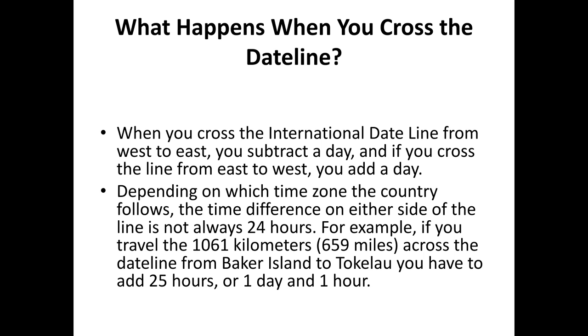Depending on which time zone the country follows, the time difference on either side of the line is not always 24 hours. For example, if you travel the 1061 kilometers across the dateline from Baker Island to Tokelau, Baker Island is in the USA, Tokelau in Hawaii. You have to add 25 hours, or 1 day and 1 hour, because the two locations mentioned above are separated by the international dateline while going from east to west or west to east.